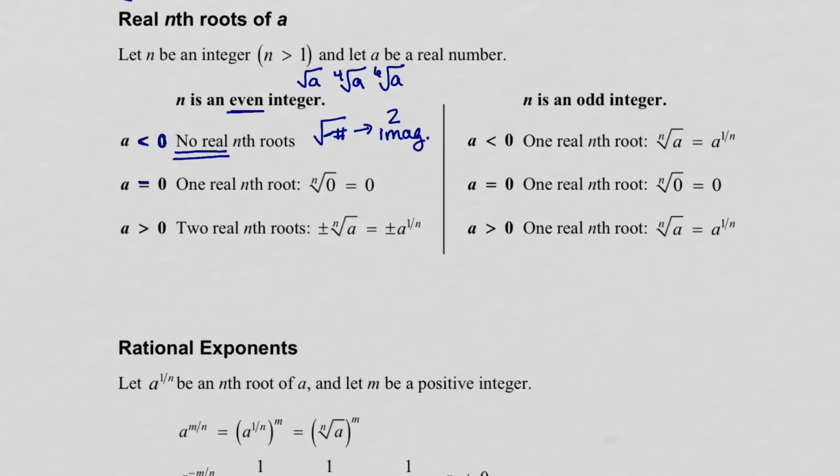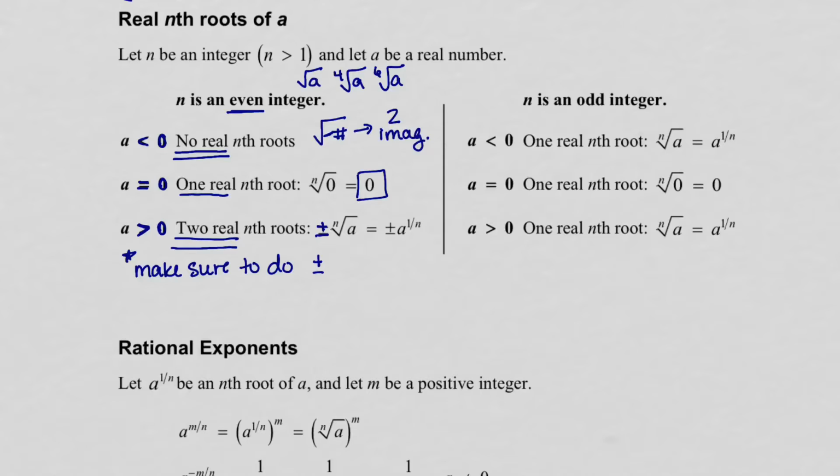Now if a equals 0, it is only going to have one real root, and that real root is going to equal 0. If a is larger than 0, then we have 2 real roots. And why do we have 2 real roots? Well, if you remember, it could give you a positive, it could give you a negative. So make a note to yourself so you don't forget, make sure to do both the plus and the minus, or both the positive and the negative.